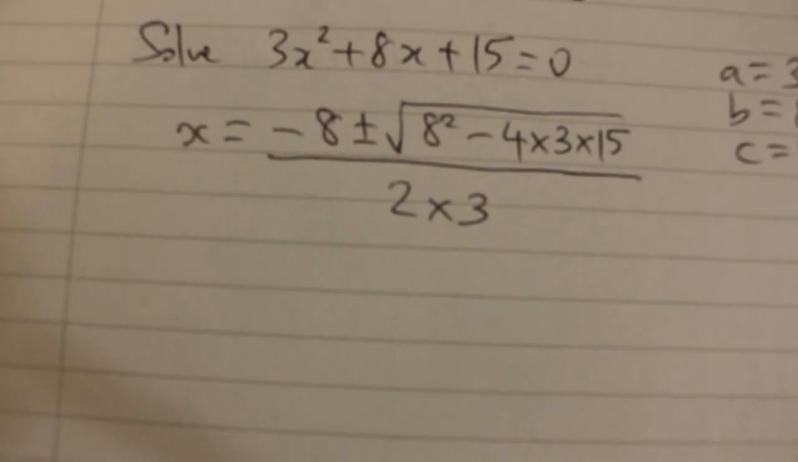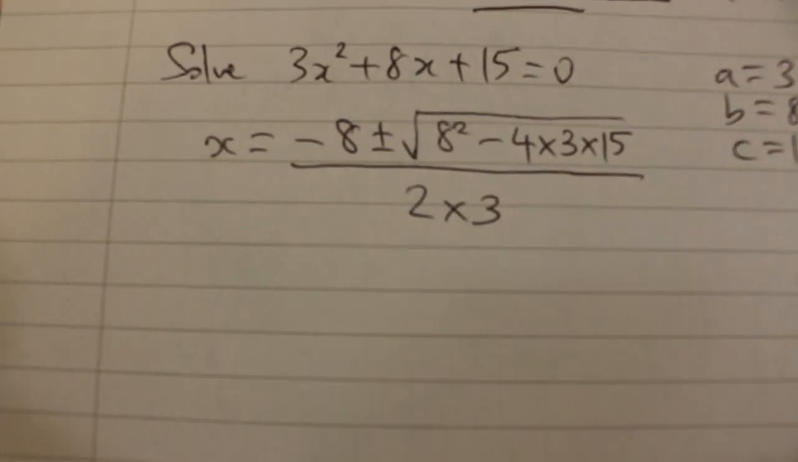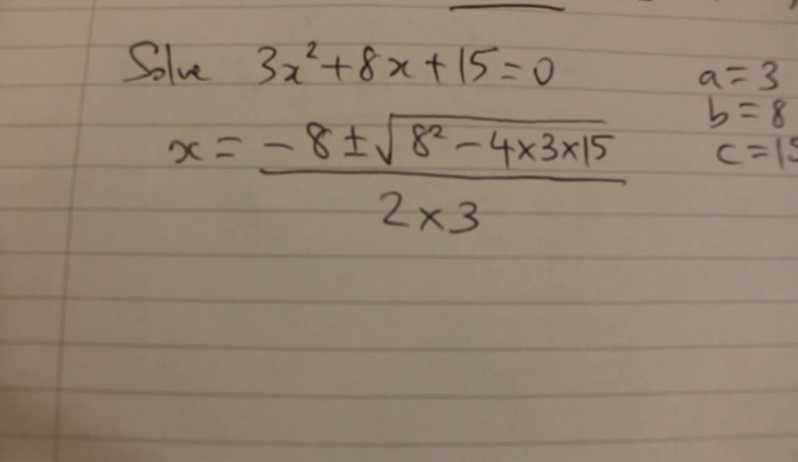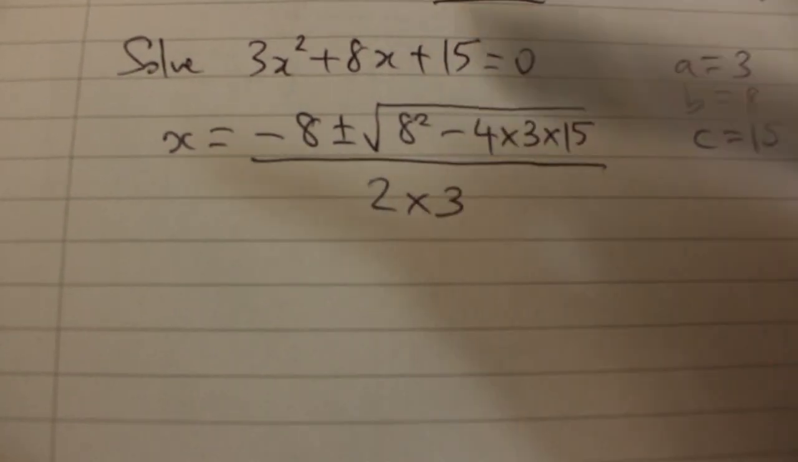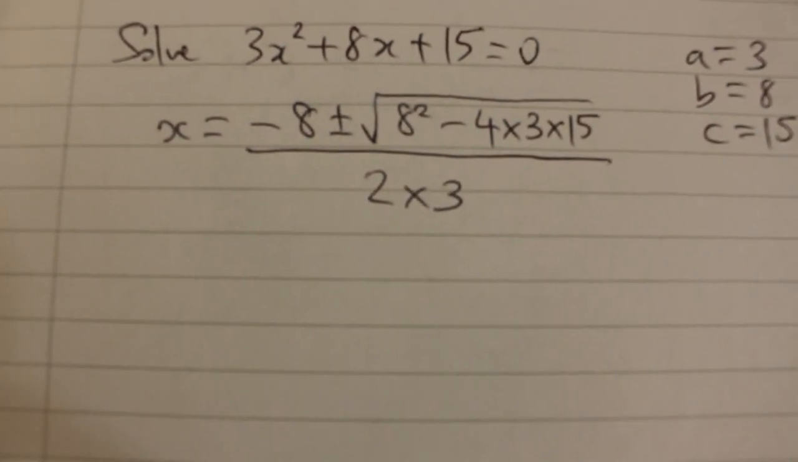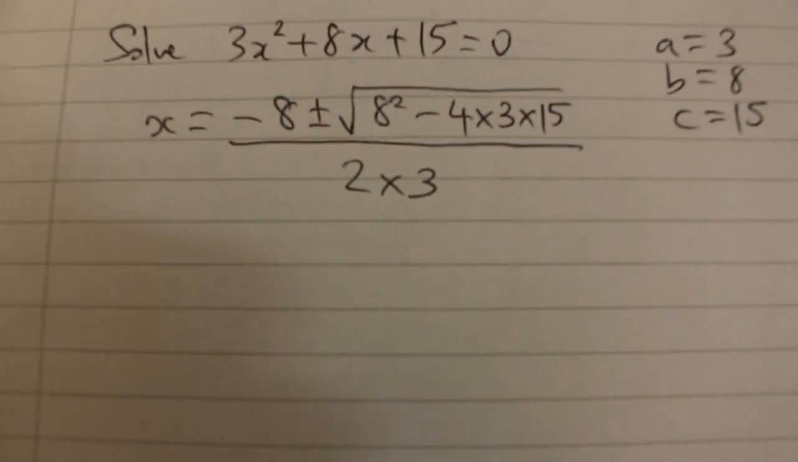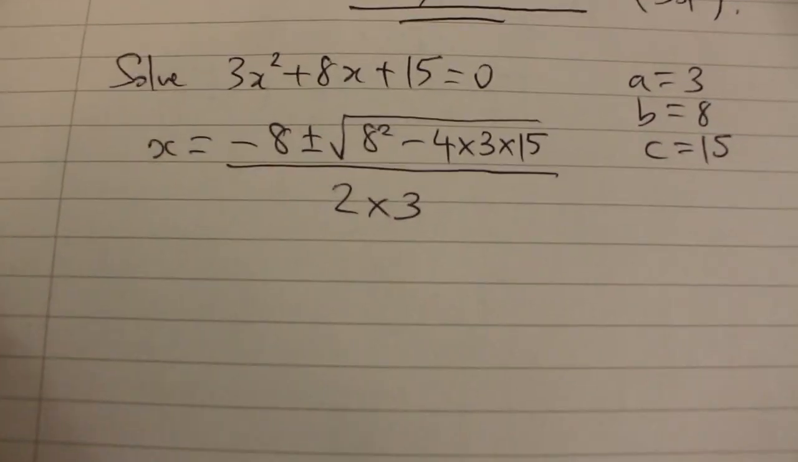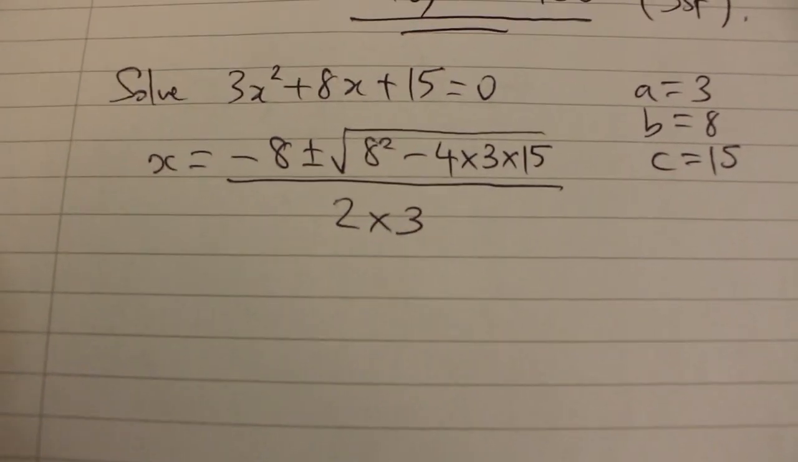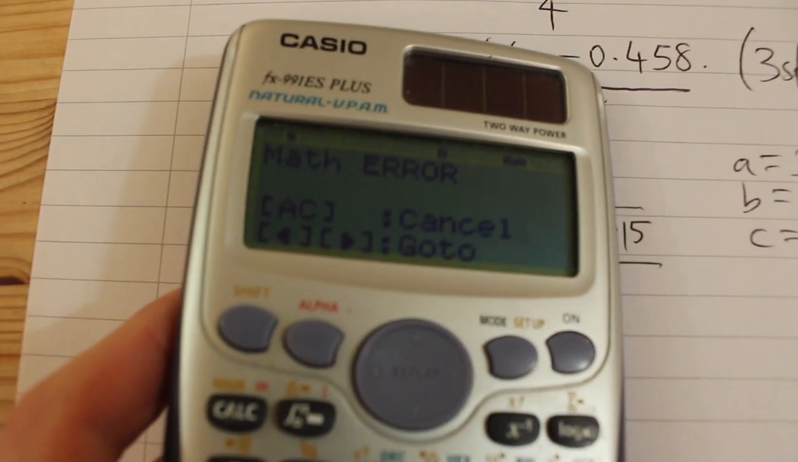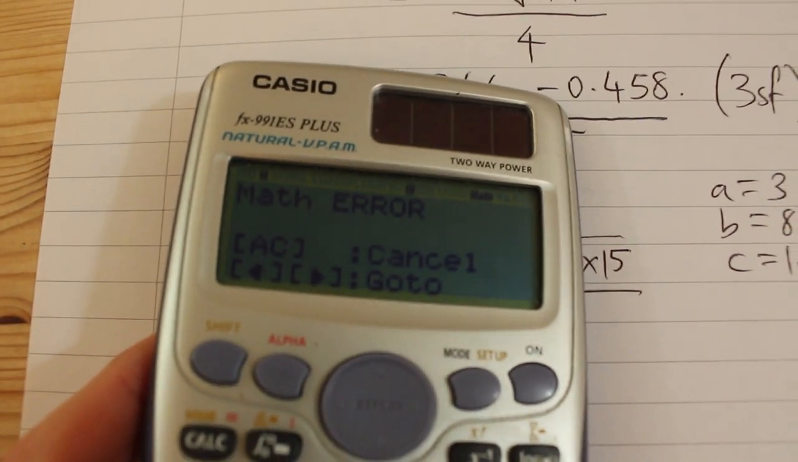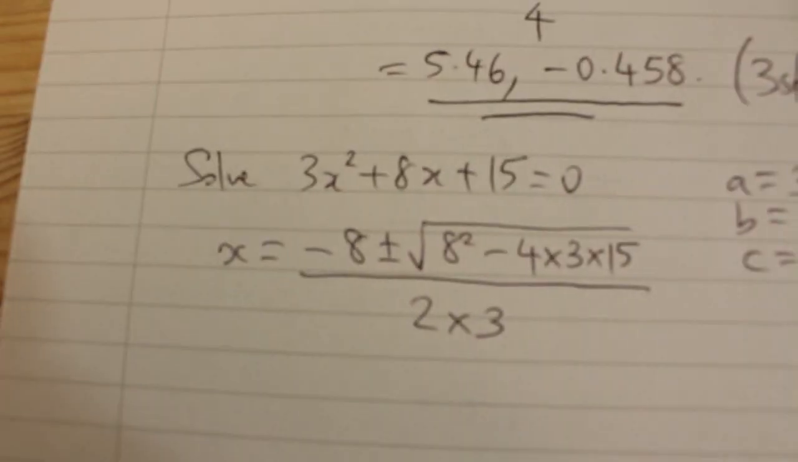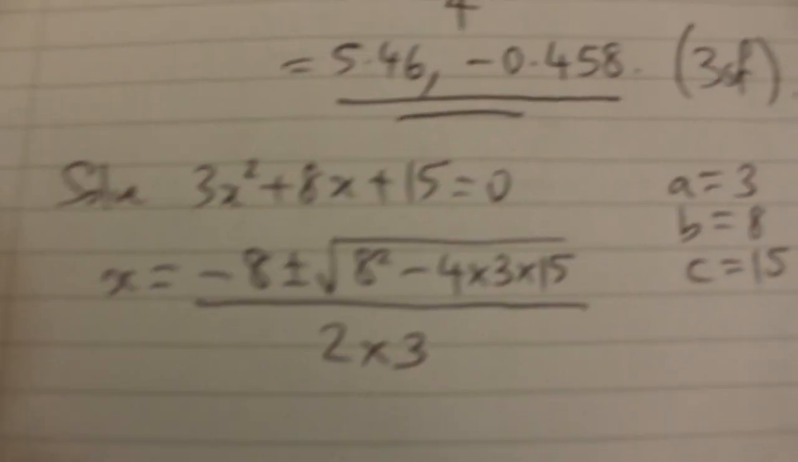And now what I want you to do is enter in your calculator, using either a plus or a minus, where we've got the plus minus, this expression. See what happens. What should happen is the calculator should say something like math error, like this. What does that mean? What does it mean if it says math error? Well, why can't it do it? What's wrong?